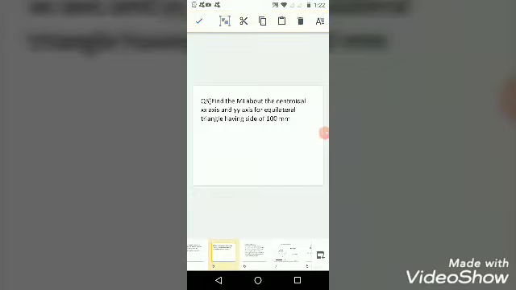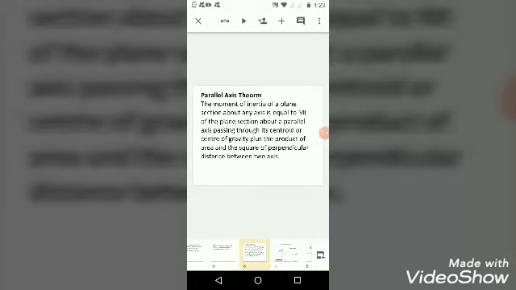Fine. Next slide. The next slide is now the new theory part, that is parallel axis theorem. The parallel axis theorem states that the moment of inertia of a plane section about any axis is equal to the moment of inertia of the plane section about a parallel axis passing through its centroid or center of gravity plus the product of area and the square of perpendicular distance between the two axes. This is the theorem part. We will try to understand what this theorem means by referring to the next slide.